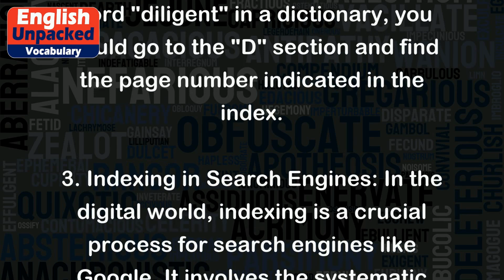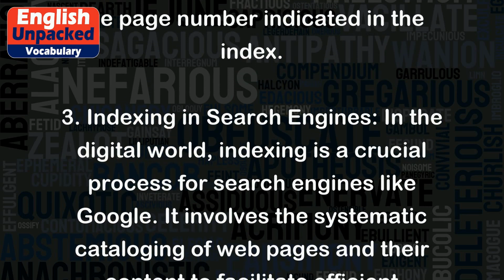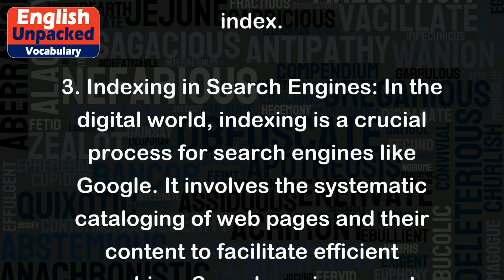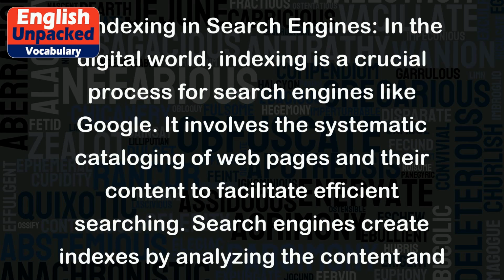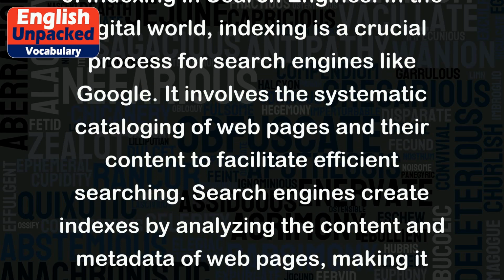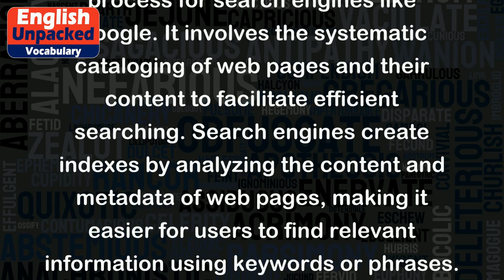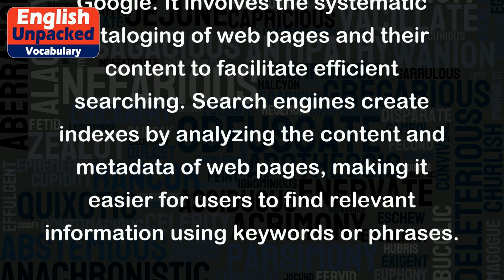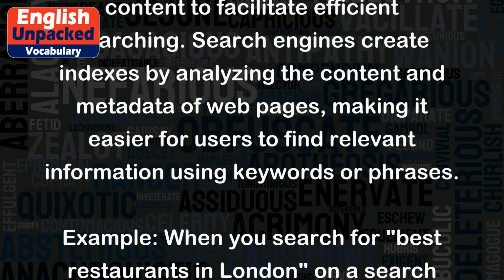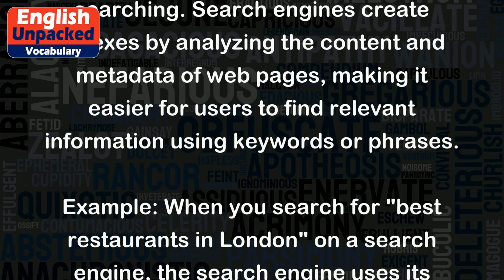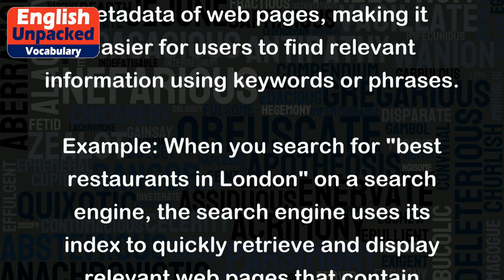3. Indexing in search engines. In the digital world, indexing is a crucial process for search engines like Google. It involves the systematic cataloging of web pages and their content to facilitate efficient searching. Search engines create indexes by analyzing the content and metadata of web pages, making it easier for users to find relevant information using keywords or phrases.